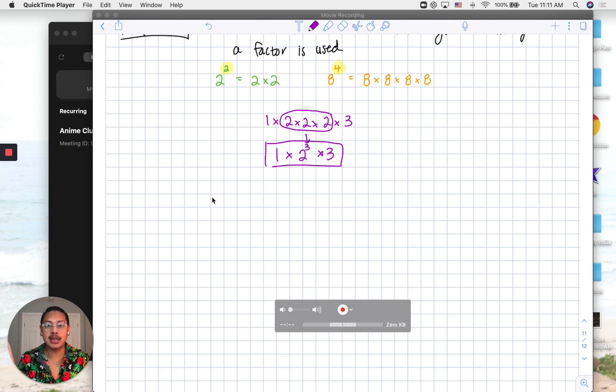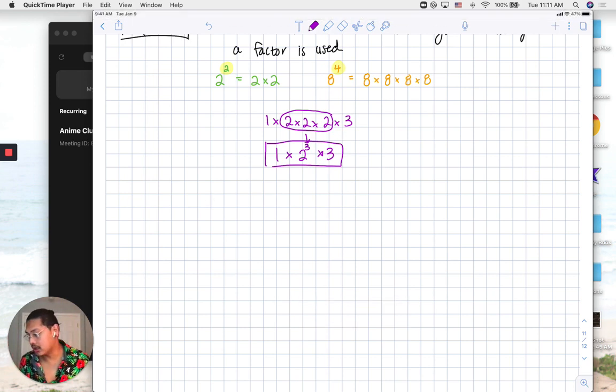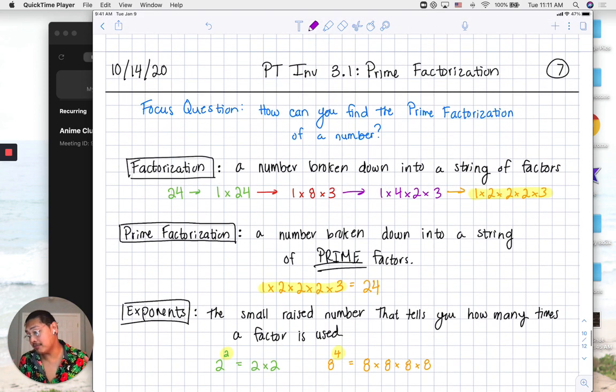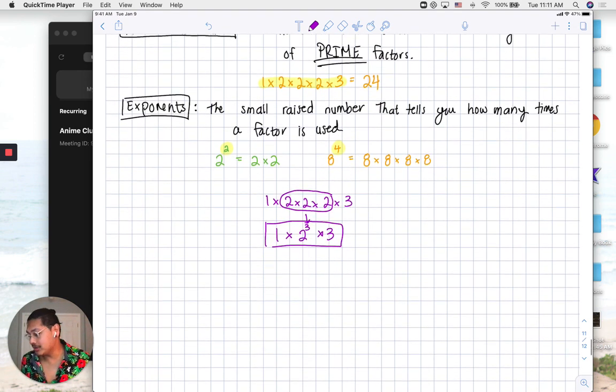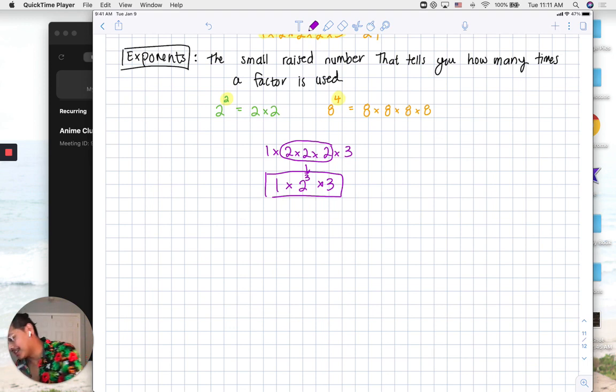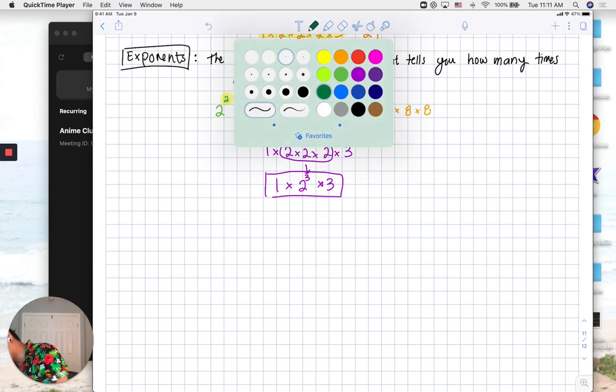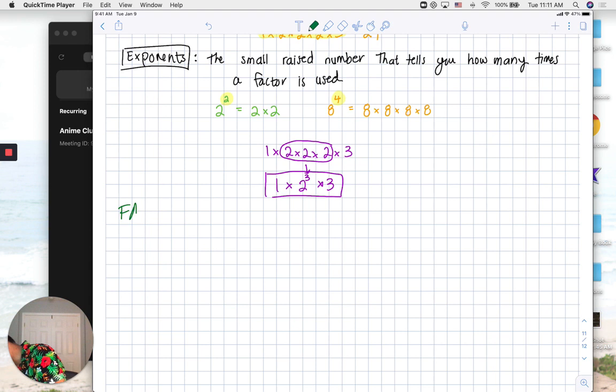Now comes the time when we're going to answer our focus question. How can you find the prime factorization of a number? I'm going to show you how. We're going to use these lovely things that we call factor trees. These are some of my favorite things to write. We use factor trees.